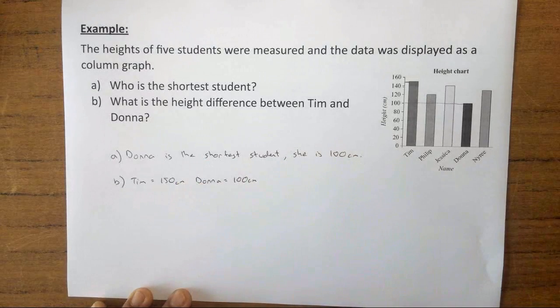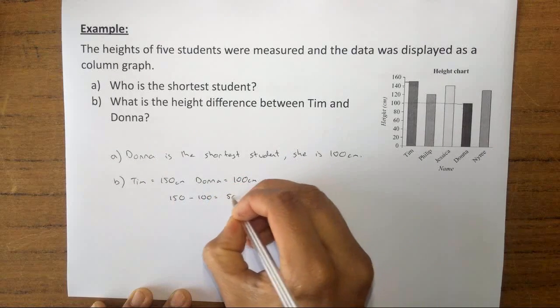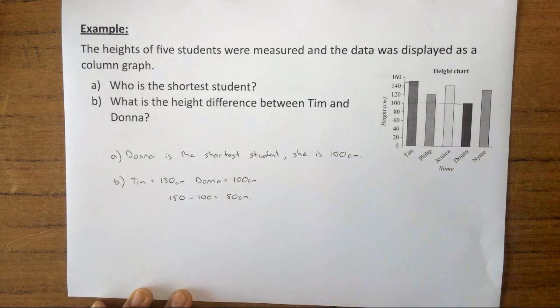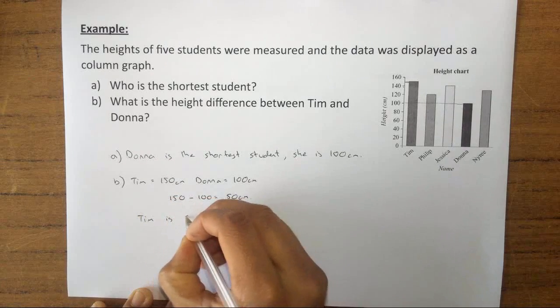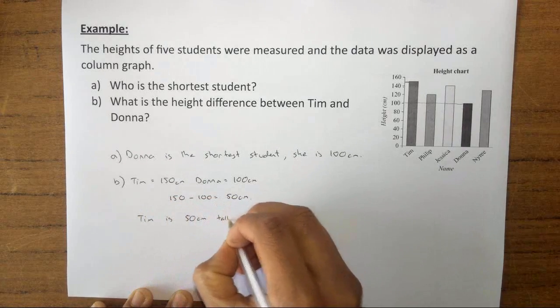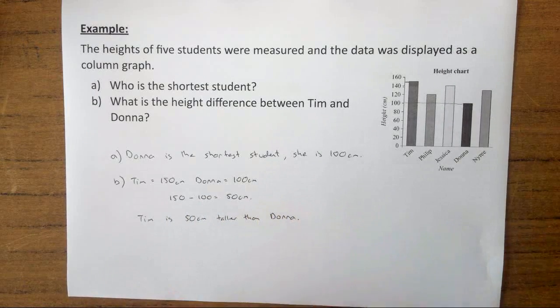So the difference between them is a subtraction. 150 minus 100 equals 50 centimetres. Now we could just leave it there, but quite often with word questions we like to finish with an answer. So we can say that Tim is 50 centimetres taller than Donna. There we go, and that's our answer. Notice how I didn't just put down for part A Donna and for part B 50 centimetres. To show your understanding, you want to include as much information as possible.